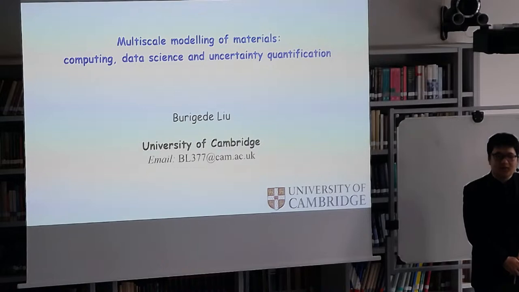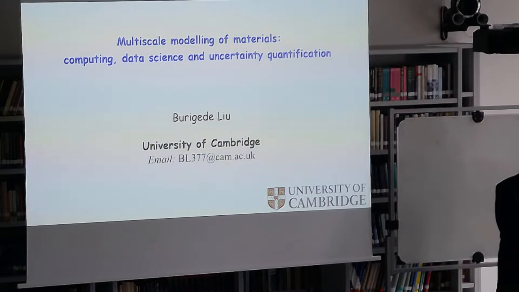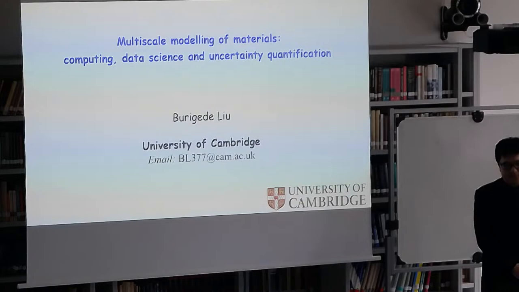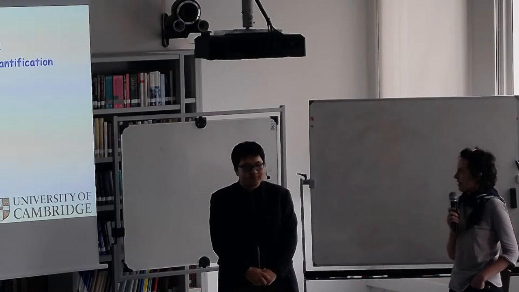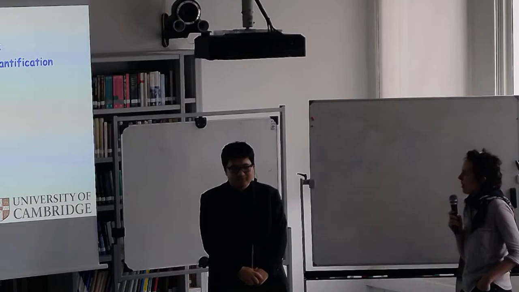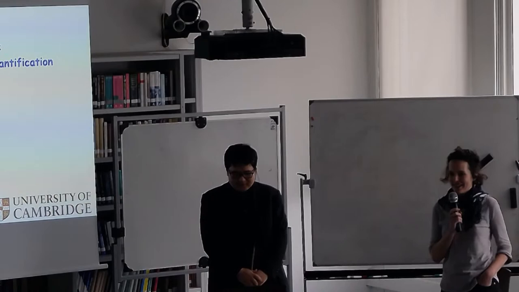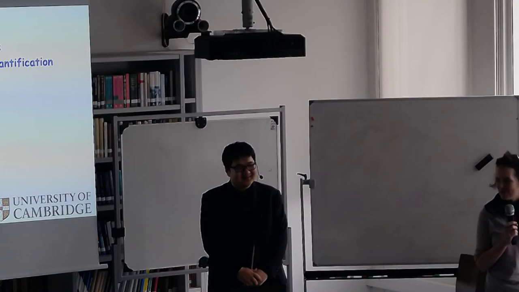So Burigede just came from the UK. He got his PhD in Cambridge, working with Vikram Deshpande and Norman Fleck in the Department of Engineering. And then he moved quickly to Switzerland in Zurich. He worked at ETH and then to California. And now he's back in the UK and he's going to talk of how data science can replace us and help us modeling materials across scales. Burigede. All right. Thank you very much.